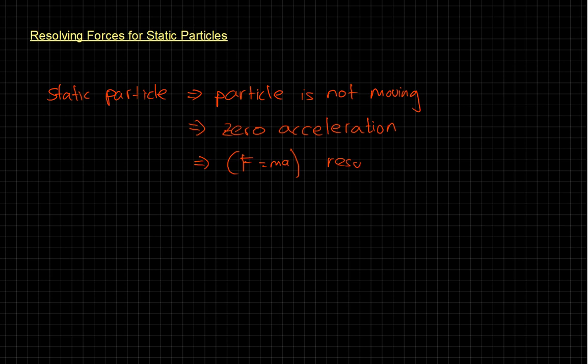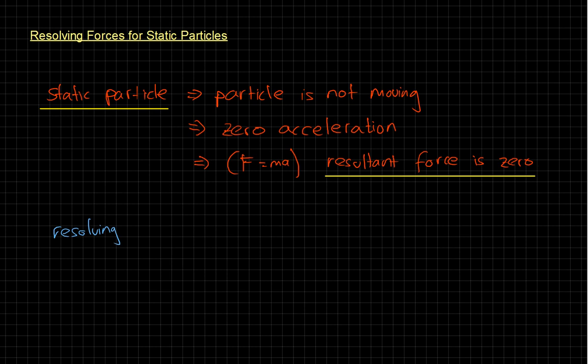means the resultant force is zero. Okay, so static particles have a resultant force of zero. And therefore, if we resolve all the forces on a static particle, we should get the number zero. Remember that resolving forces, what that really means, basically, is add up the force vectors.